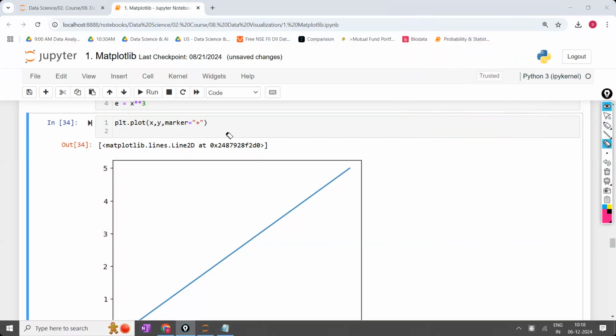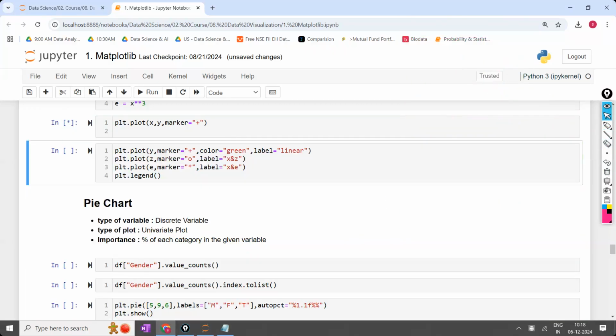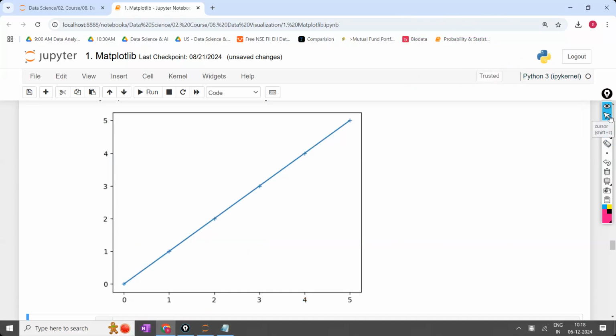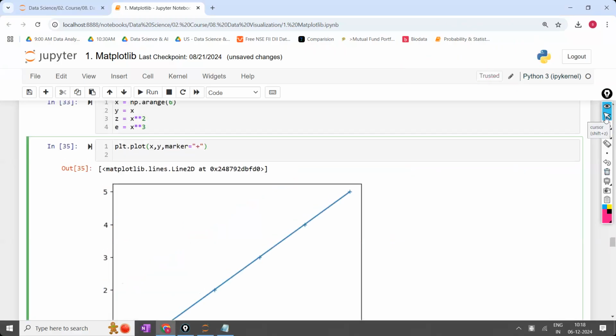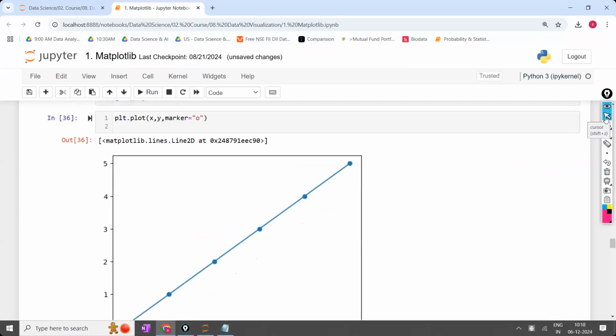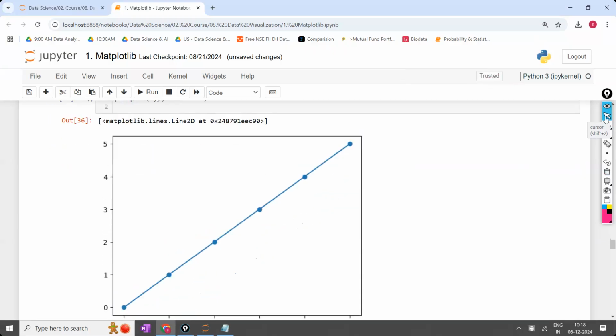Marker is equal to plus. So can you see? Plus. Each point, every point was plus, in a scatter plot: first point, second point, third point, fourth point, like this. Point as plus. No, sir, plus is not good, sir. I want a dot only, sir. Go with the O. Circle. Okay, done. Now you are having the plot. plt.plot, that is line plot, by keeping the dots.